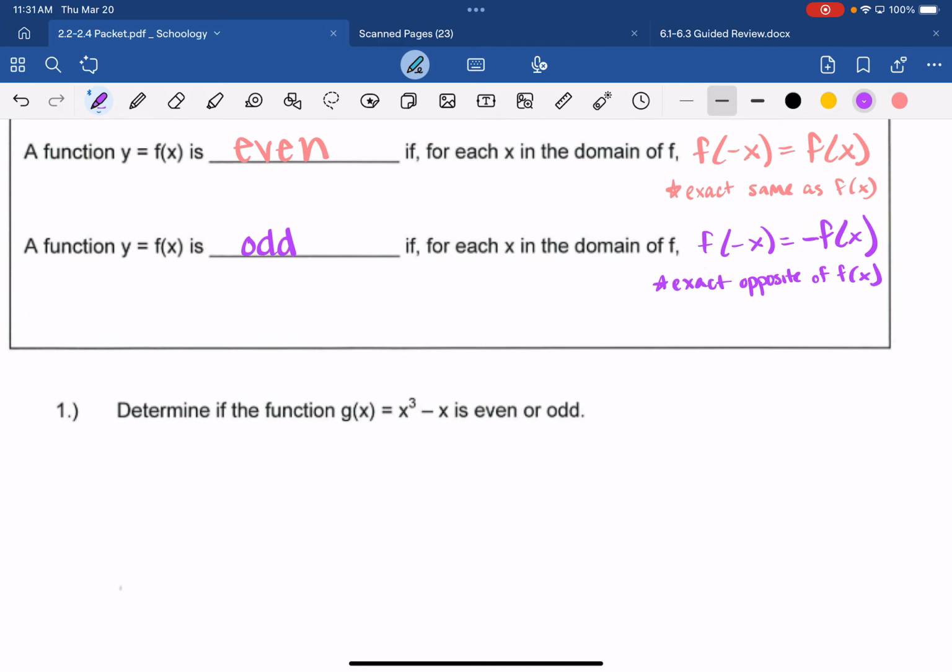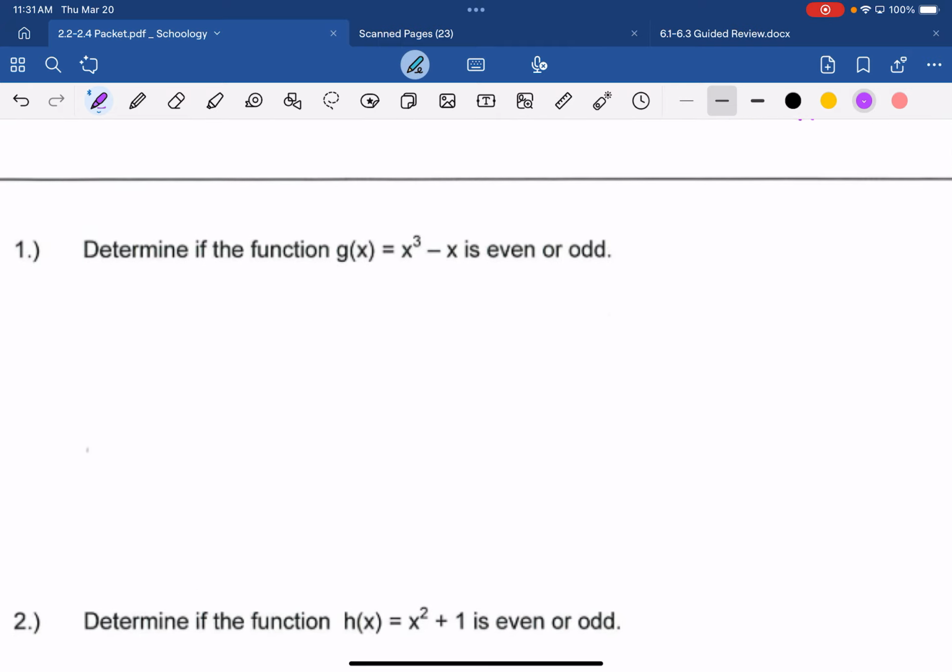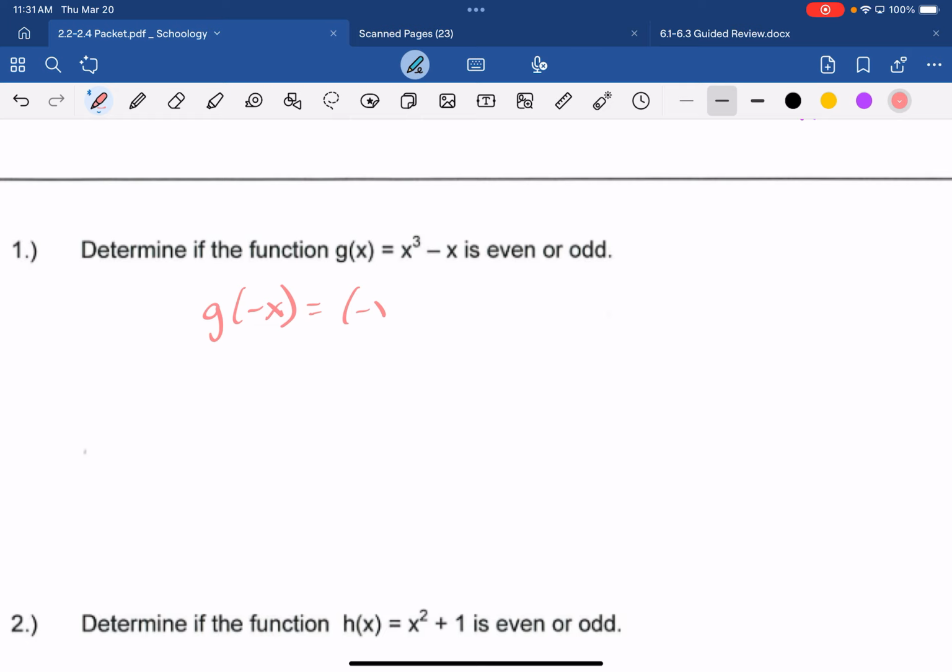Okay, so look at number 1. Determine if the function g of x is even or odd. I don't know what it is yet, but I know that I have to plug in a negative x. So I'm going to take g of negative x, and now I'm just going to plug in a negative x everywhere that I see a regular x.